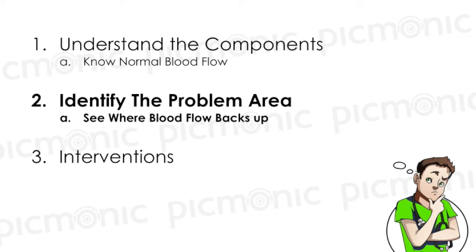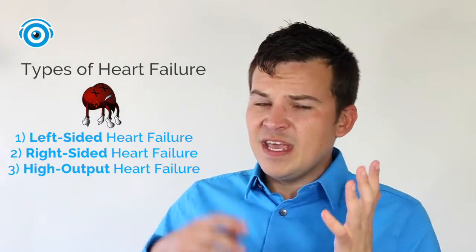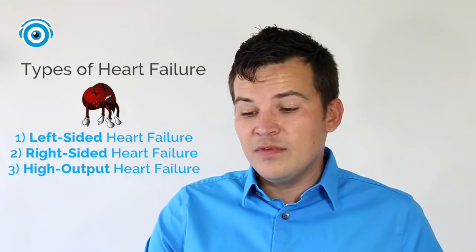And of course, then you can talk about interventions, which we're not going to go over today, but we're going to definitely help you understand the two differences. So when you talk about the different types of heart failure, there are 3 types of heart failure. There's not just left and right. There's also another one called high output heart failure, which we're going to talk about in the very last.